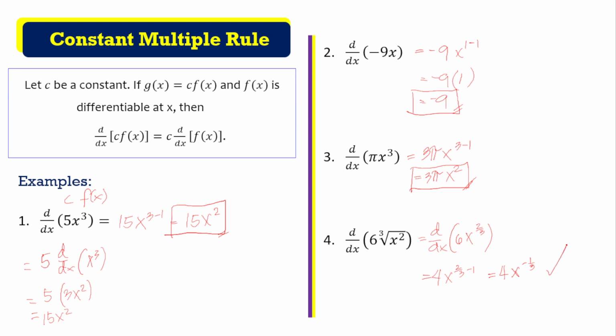If your answer is just like this, that's perfectly fine. We can also rewrite it as 4 over the cube root of x raised to negative 1. We could have that as our final answer, and that's okay. That is also correct. Right? So that's the fourth rule of differentiation.